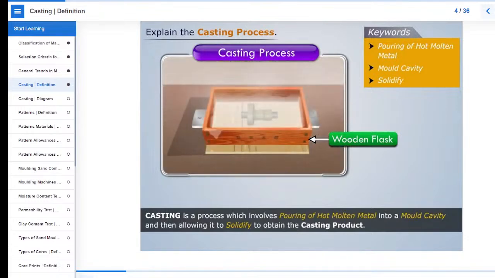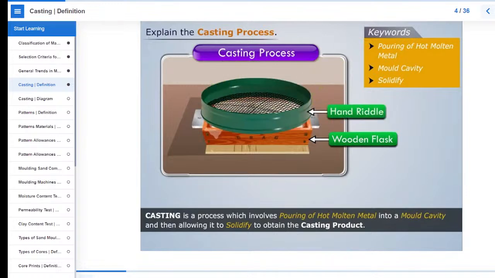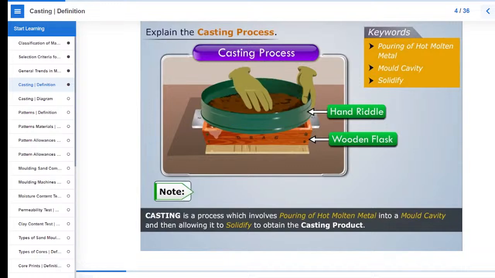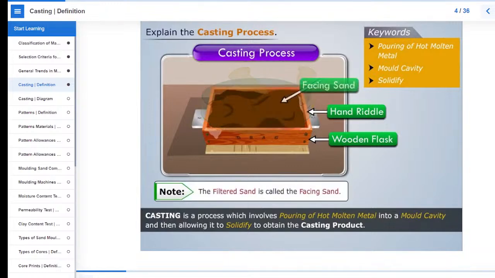Then place a hand riddle on top of the flask. Now put some sand in this riddle and then filter the sand. Note that the filtered sand is called the facing sand.